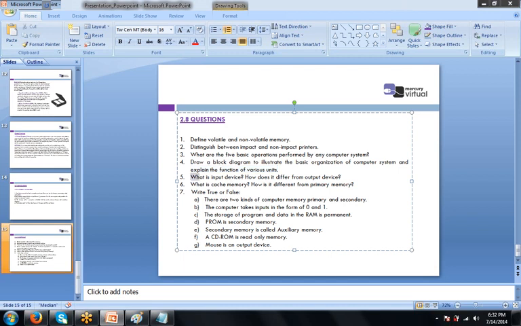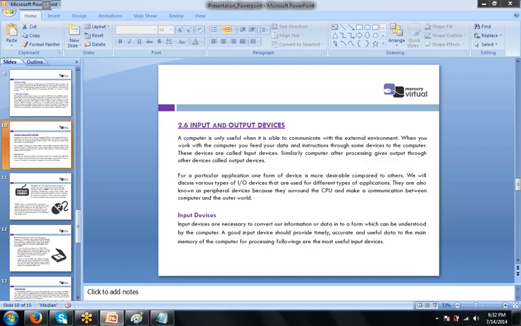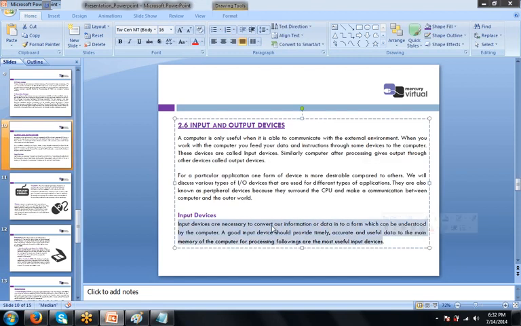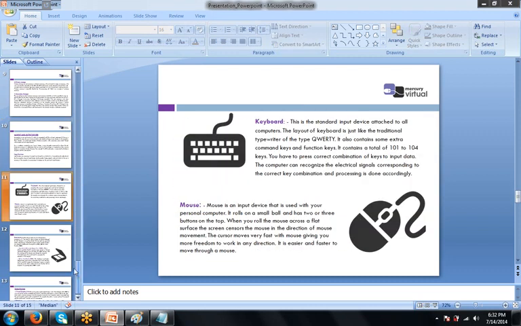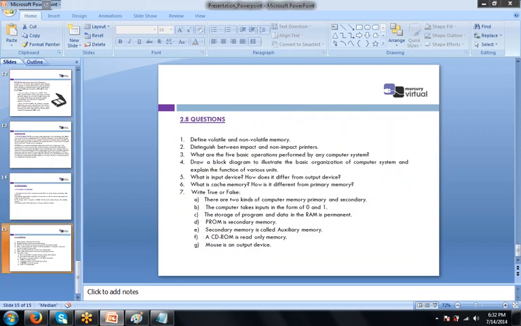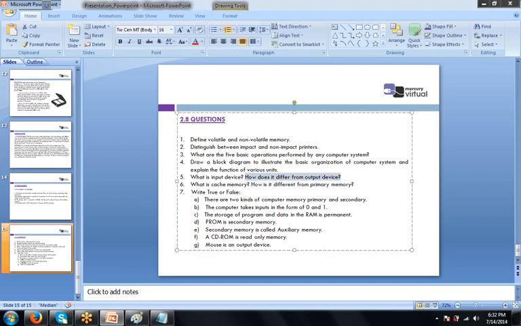Then another question is, what is input device? Input device, as I told you in this phase, this is the input device that is used for inputting. There are different categories of input devices. This is keyboard, scanner, and so on. So what is input device? How it is different from output device? The answer is that input device is basically used for entering the data, while output device is used for displaying the output. And there are different categories of input devices as well as the output devices.